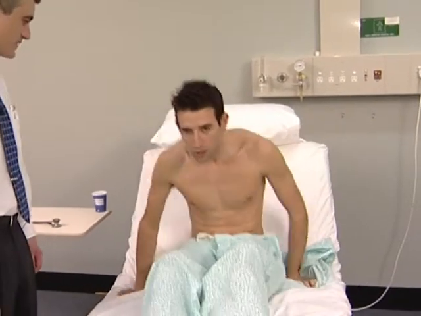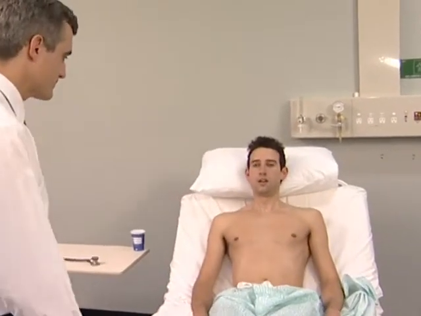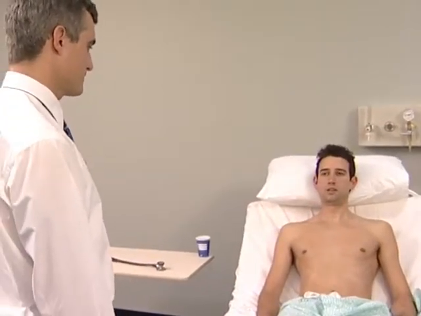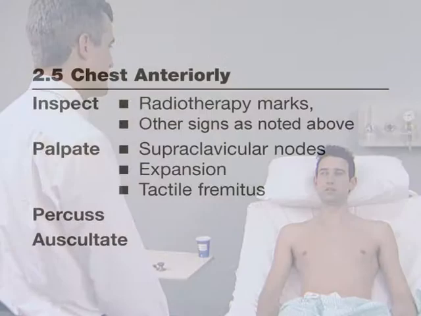The examiner moves around to the front of the chest and stands back to make a general inspection for scars and for the small tattoos used as markers for radiotherapy fields. The skin may appear erythematous if the area has received a course of radiotherapy. The supraclavicular nodes are examined here if this has not been done from behind.